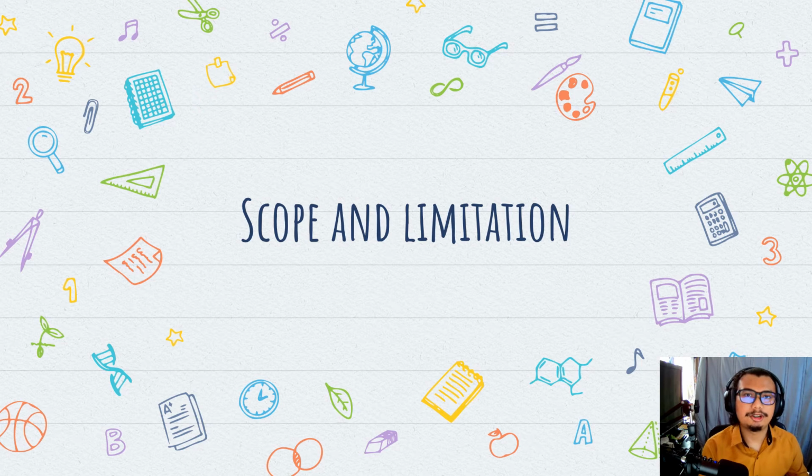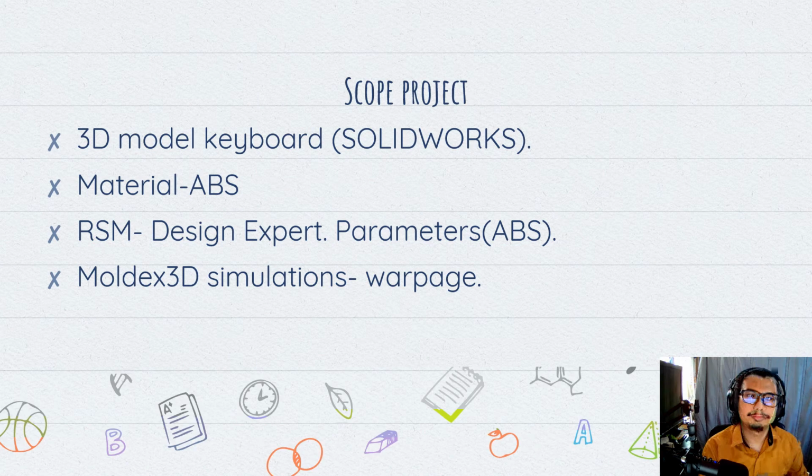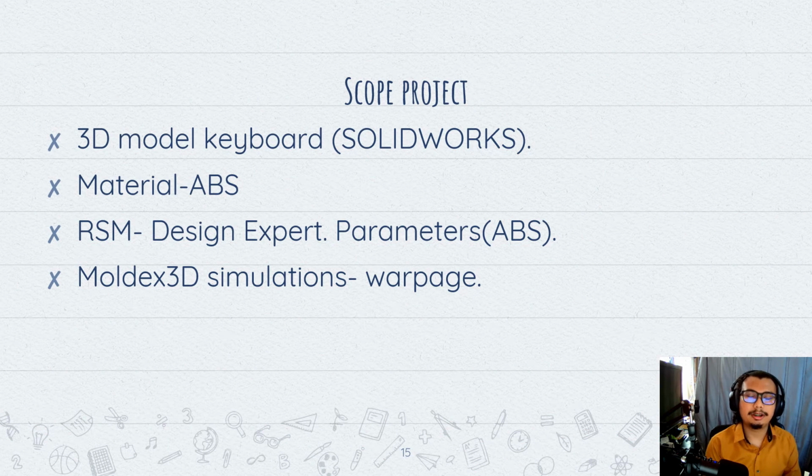Scope and limitation. The scope of the project is a 3D model used for a keyboard, and the keyboard is designed in SolidWorks. Next, the material used is ABS. Moreover, RSM in Design Expert, by using parameters, we can see the levels and parameters in the next slide. Lastly, Moldex 3D simulation to see defects, which is warpage.